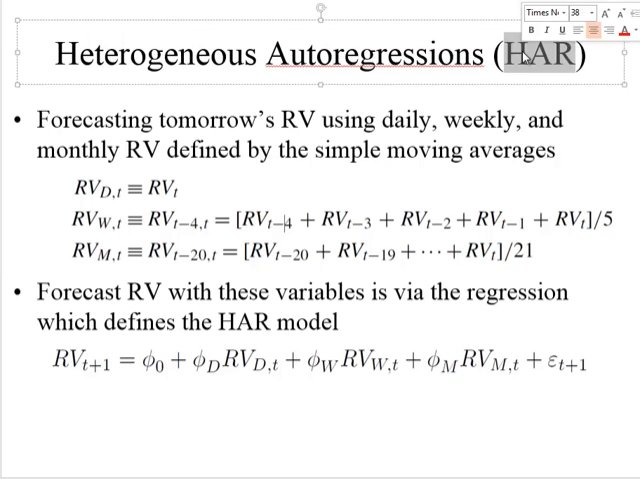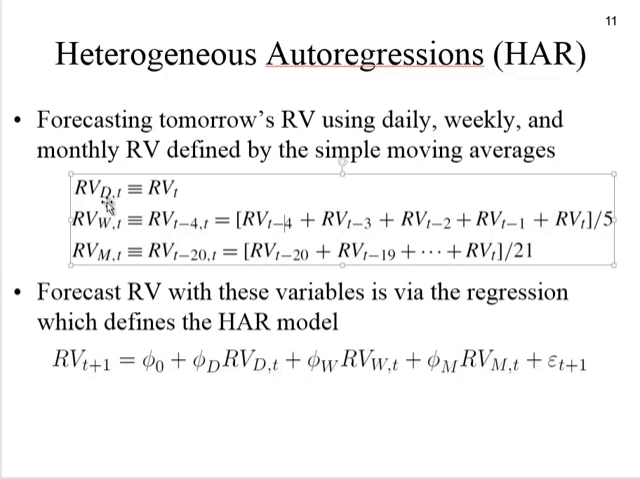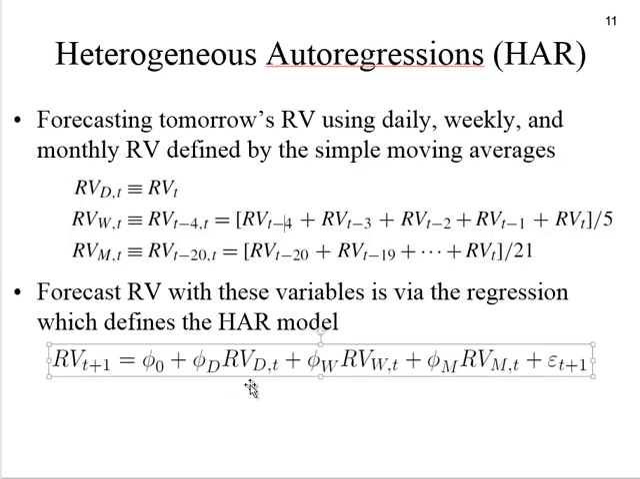The most widely used model to forecast future realized variance is the heterogeneous autoregression. We're going to call it the HAR model. The 3 explanatory variables in this model are the daily realized variance, the weekly, which is the average of the 5 last realized variances, and the monthly, which is the last 21 realized variances. This model uses a linear regression, or OLS, to estimate the parameters.